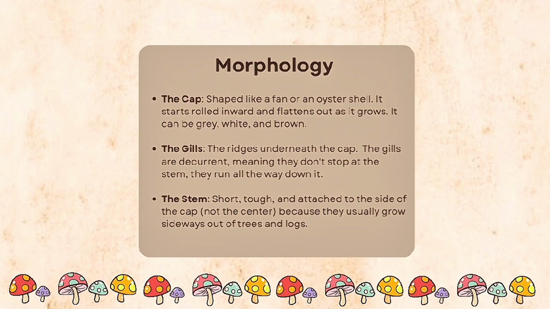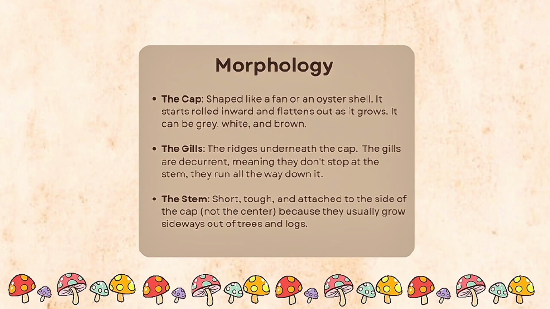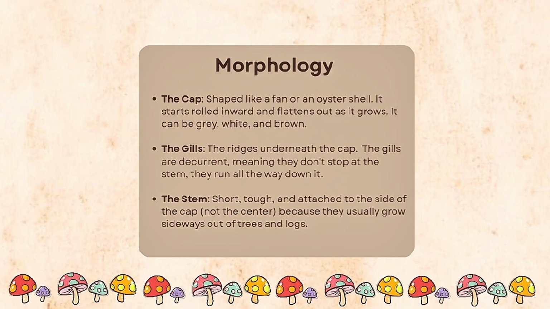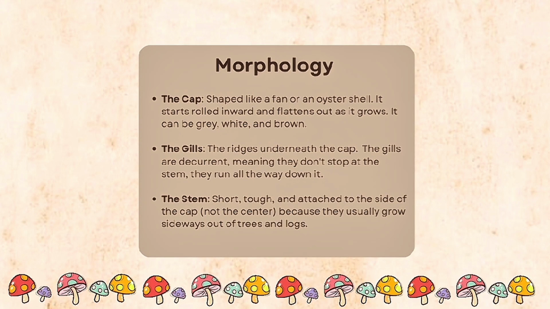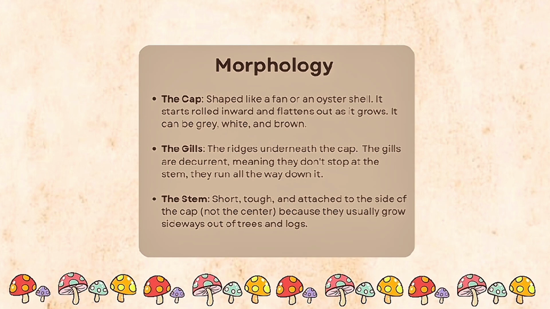distinct components. First is the cap, which is shaped like a fan or an oyster shell. It begins rolled inward and flattens as it matures, ranging in color from gray and white to brown. Second are the gills underneath. These ridges are decurrent, meaning they extend continuously from the cap all the way down to the stalk. Finally, the stem is short, stout, and attached laterally to the side of the cap. This lateral attachment allows the mushroom to grow sideways out of its natural substrate of trees and logs.